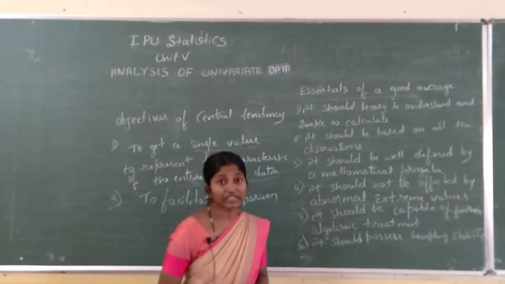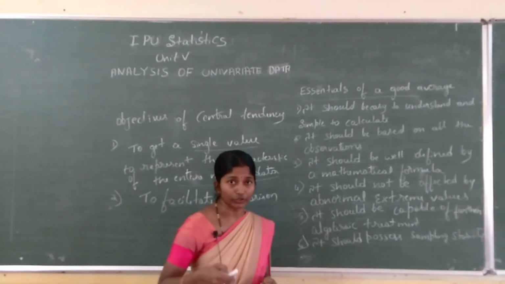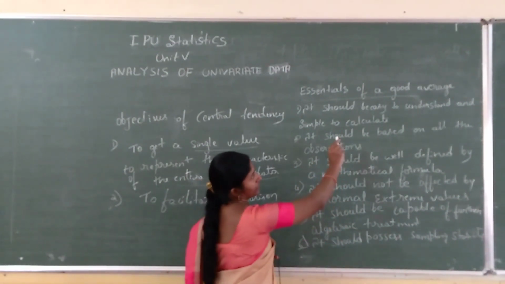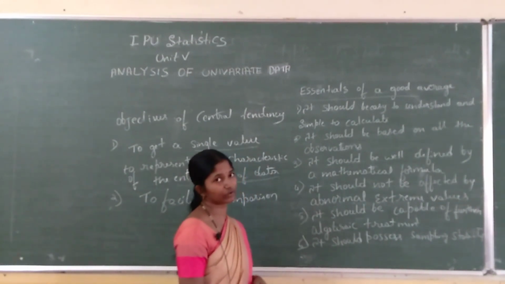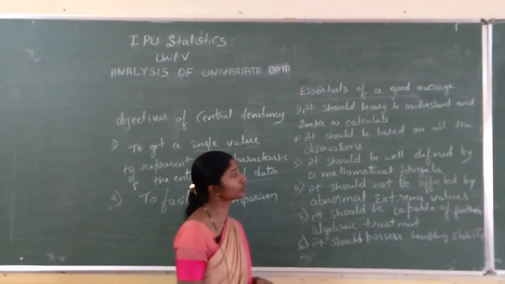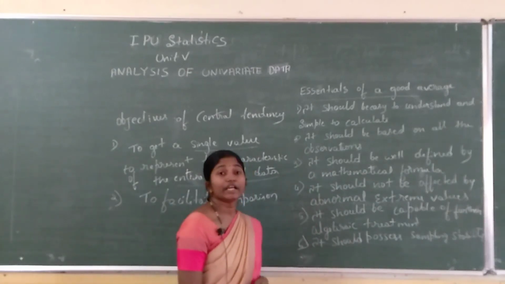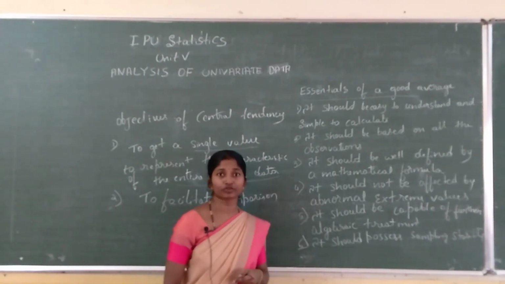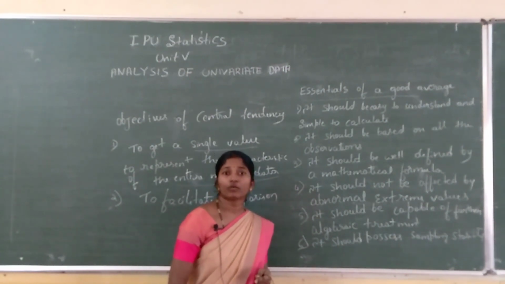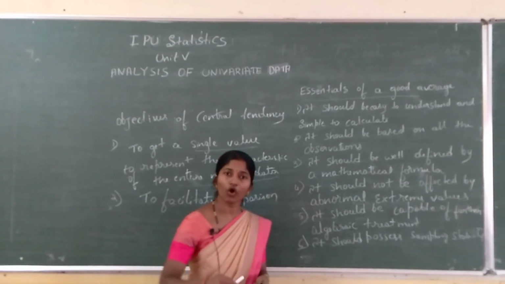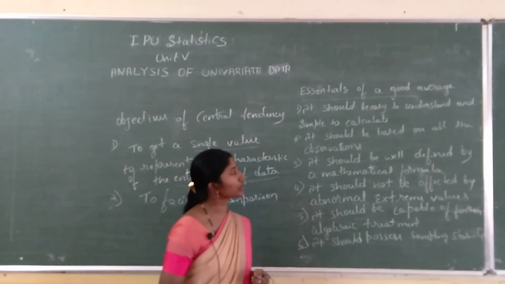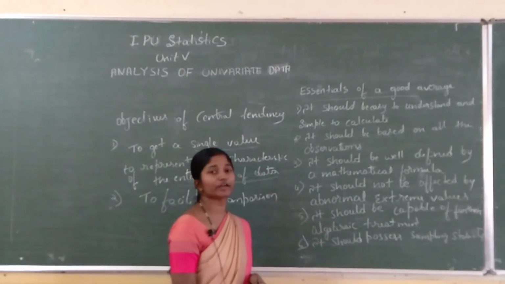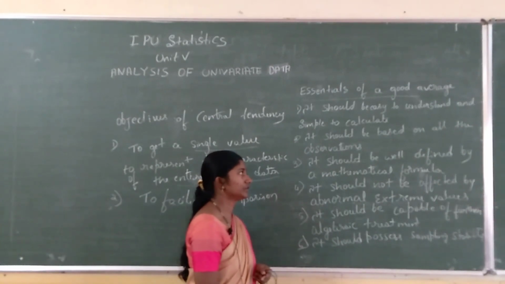First one, it should be easy. Whatever method or formula we are going to use in central tendency, it should be easy to understand and simple to calculate. Second one, it should be based on all the observations. Means whatever values we have, we are using all the values for the calculation.